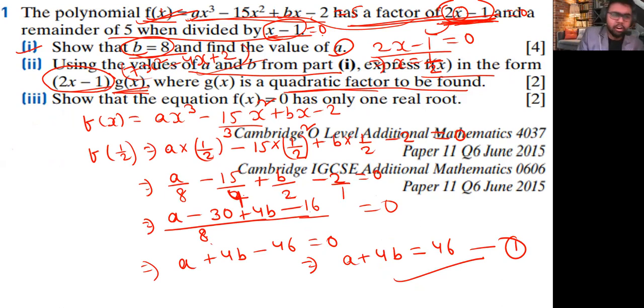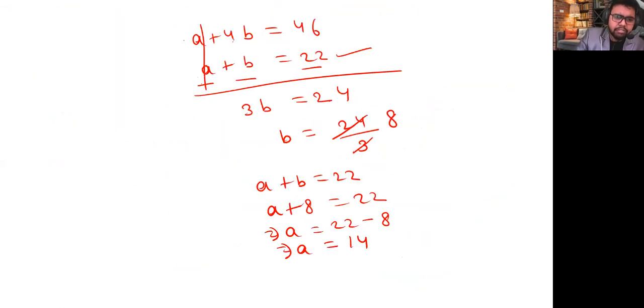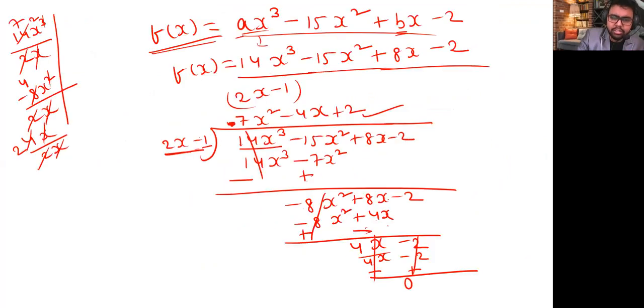Now, the third thing which you have to solve. Show that the equation f(x) = 0 has only one real root. How do we decide which function has how many real roots? Real roots depend upon the degree. Degree is the highest power in a given function or algebraic expression.